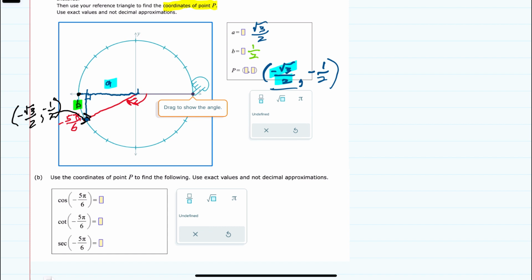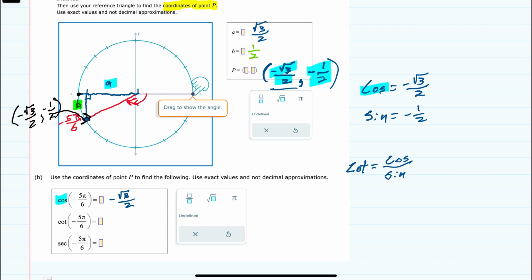We already have the cosine, that's just the x value, negative square root of 3 over 2. We also have the sine, which is negative 1/2. So from here, we can find any of the other trigonometric functions. We were asked for cosine, so we already have that listed here, negative square root of 3 over 2. Next, we have cotangent, which is defined as the cosine over the sine. So in this example, cosine is negative square root of 3 over 2 over sine, which is negative 1/2.